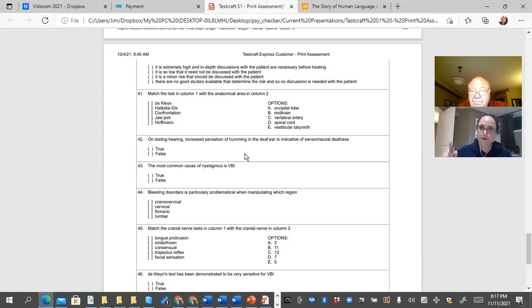So if you hear it with the ear plugged, if you hear it in the good ear, that's sensory neural? No. Well, okay, let's say that you've tested hearing with air conduction, the right ear's deaf. You plug both ears, hum. If you hear it in the deaf ear, that's conduction deafness. If you hear it in the good ear, that's sensory neural deafness.